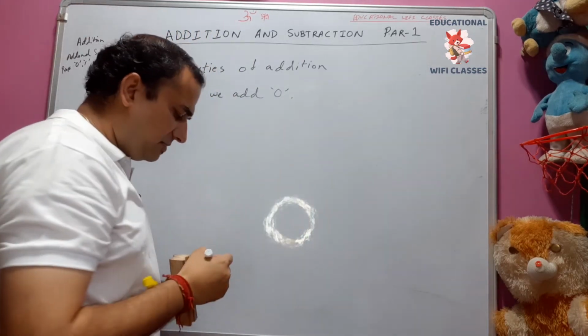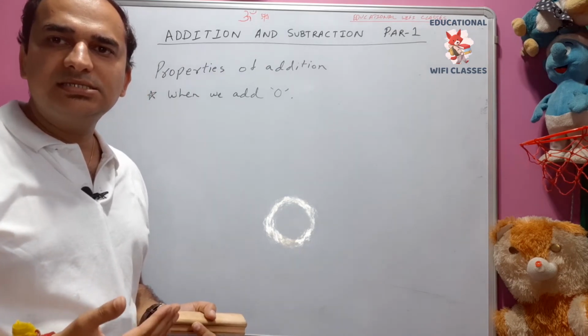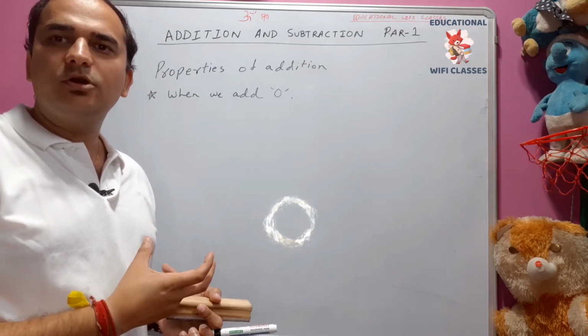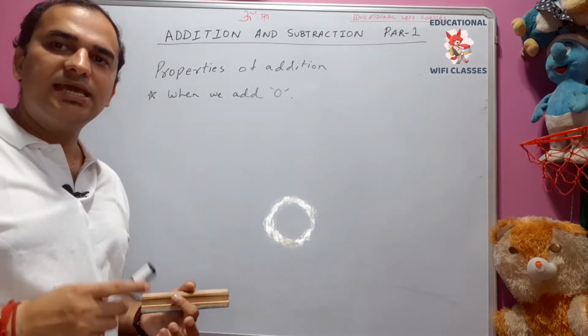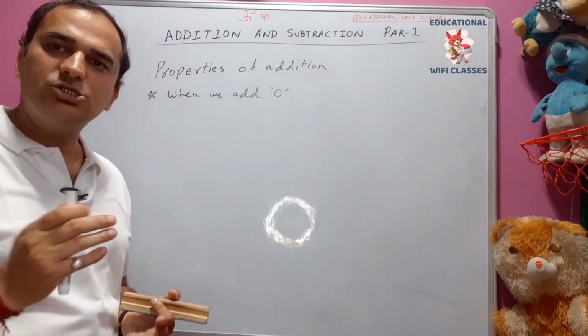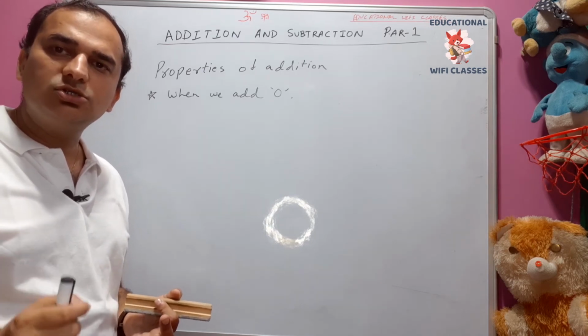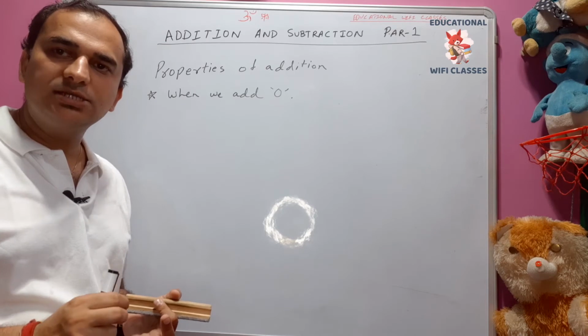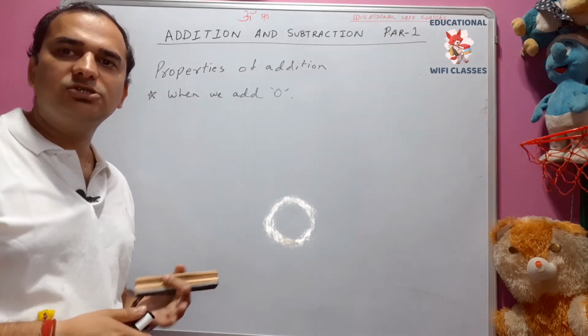So you just have to remember, whenever we add 0 to any number, the answer is the number we started with. Suppose you went to your father, he gave you 5 chocolates, so now you have 5 chocolates. Then you went to your mother, she did not give you any chocolates, so she gave you 0 chocolates. So 5 plus 0, how much are you left with? You are still left with 5 chocolates.